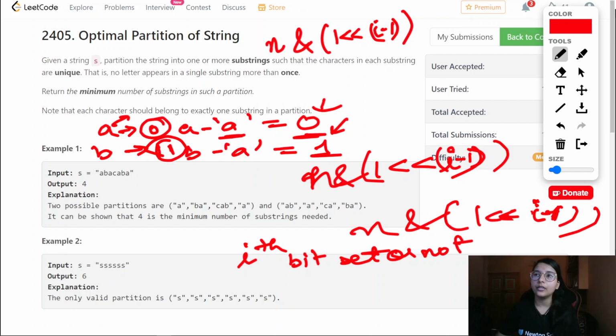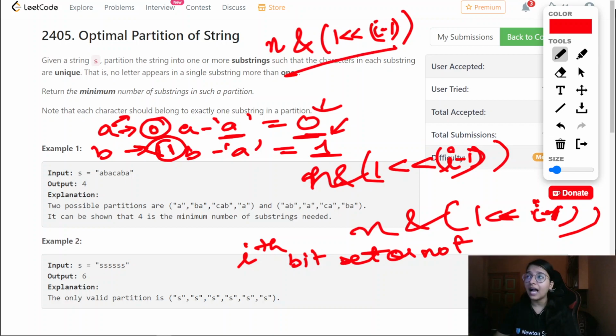See, the thing is, when we do AND with any particular number, if both of the bits are set, the answer will be 1. If either of them is not set, then the answer will be 0. Because we all know that A AND B equals 1 only and only if A and B both are 1. So in that manner this particular thing works.